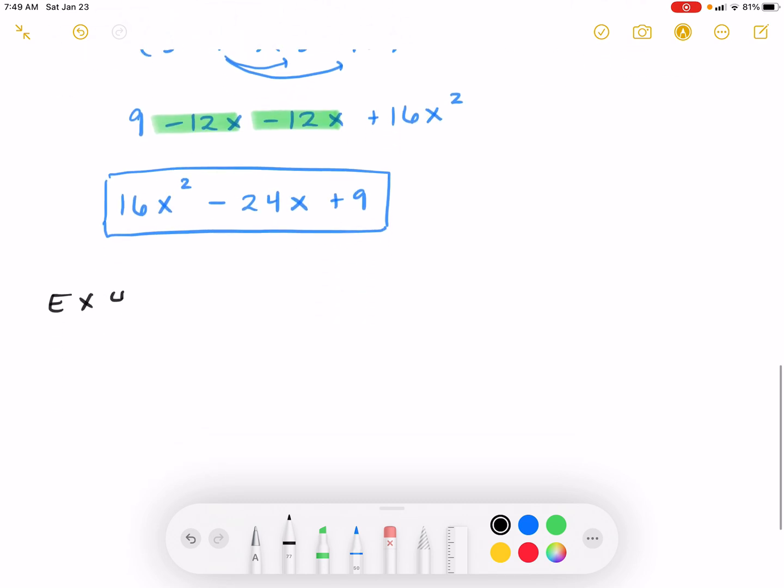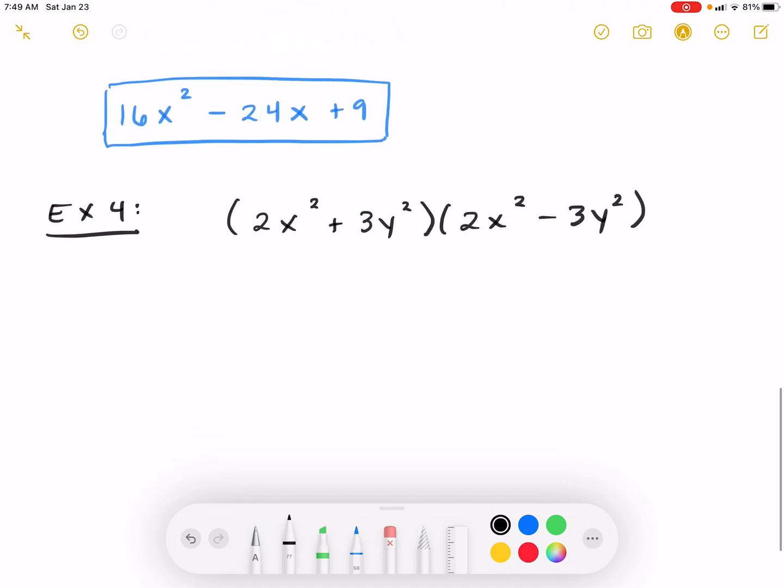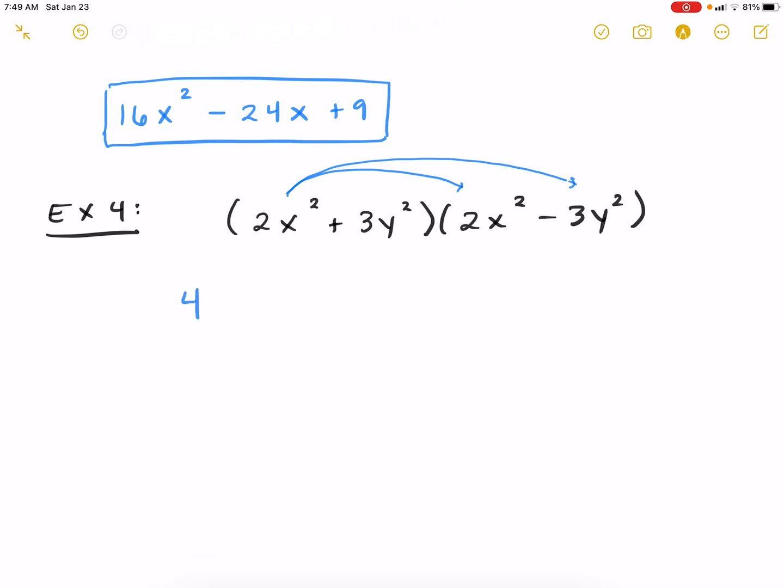Let's suppose that we have something like 2x squared plus 3y squared, and let's times that by 2x squared minus 3y squared, okay? So again, we're going to double distribute, and we're going to take the 2x squared and multiply that to both terms. So 2x squared times 2x squared is 4x to the 4th power, okay? And 2x squared times -3y squared, let's multiply those coefficients.